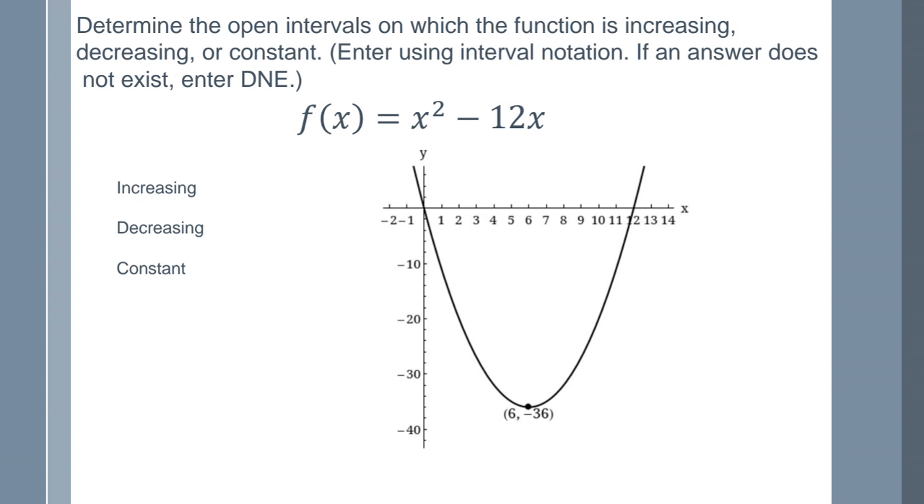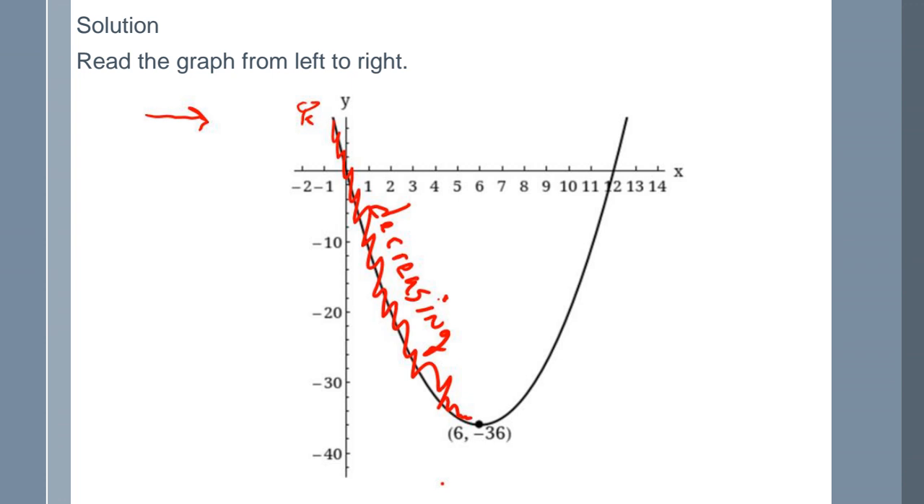Okay. So here, let me see. Let's go to the next slide. You see, it's decreasing. And it's going to go from negative infinity all the way to positive 6, right? Because the intervals are only the x values, right? So it's going to go from negative infinity to 6.